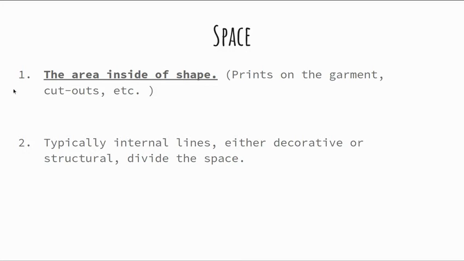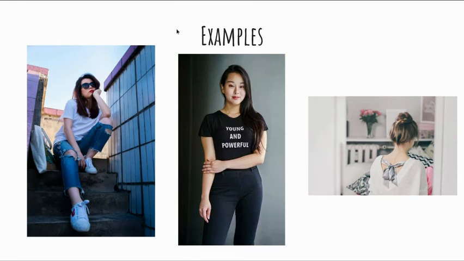So typically, to help give examples of what space is, internal lines, they're either decorative or structural, that divide up the space. So looking at some of these examples right here, this is an example of negative space. We have removed some of the pants, even though the pants are still fully functional pants. So we've taken out sections of it. It'd be the same thing as if you did cutouts and things like that. So the distressed pants would be an example of negative space.